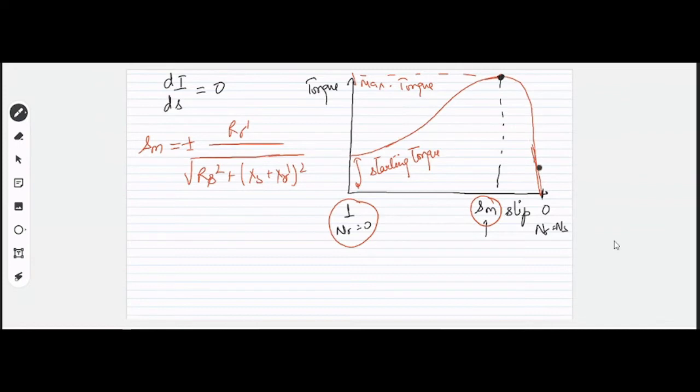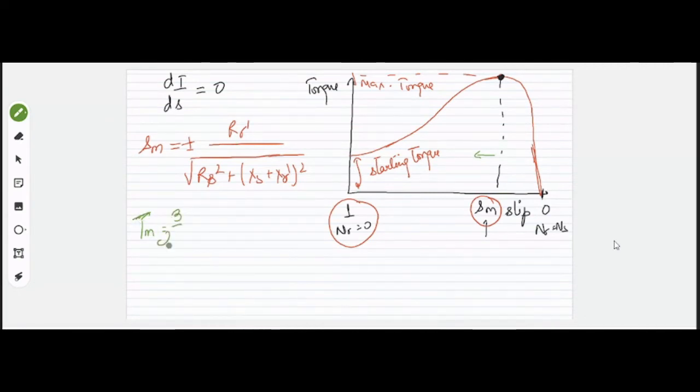One thing is very clear: if we increase the rotor resistance, the slip at which maximum torque occurs will also increase. Slip increases in this direction. So with the increase in rotor resistance, the slip at which maximum torque occurs will increase. But whether the maximum torque will increase, we can find by substituting this value in the expression of the torque to get the maximum torque.